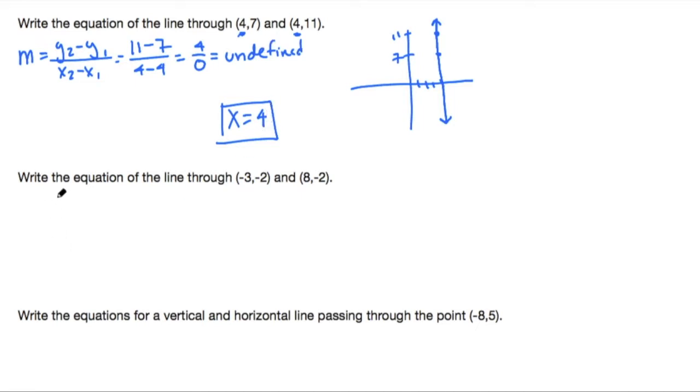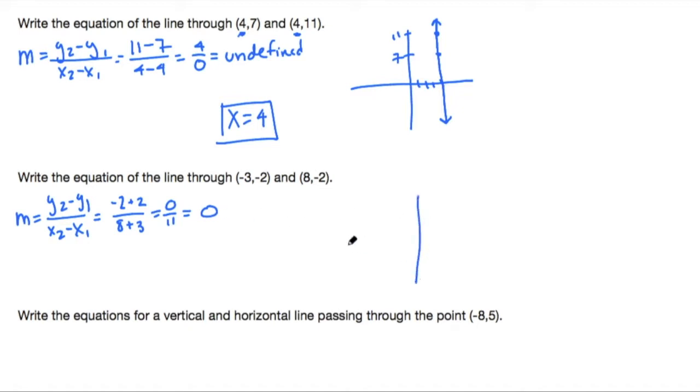Okay, here's another one. Might sneak up on you. You could start again and think, okay, let's go ahead, slope formula, y2 minus y1 over x2 minus x1. Great. We go negative 2 minus negative 2, which is plus 2 on the top, and on the bottom, 8 minus negative 3 is plus 3, so we get 0 over 11, which is 0. Oh, a 0 sloped line, that's a horizontal line.